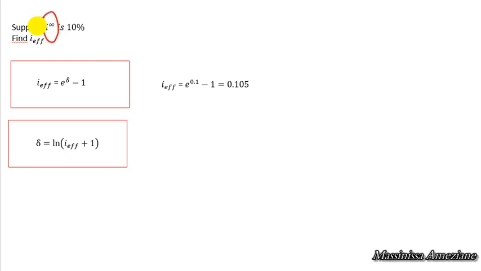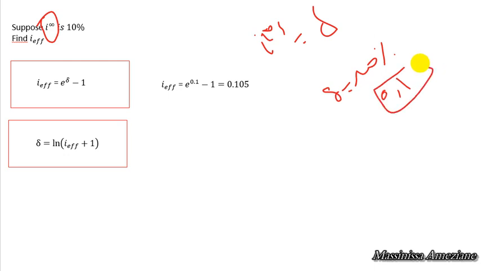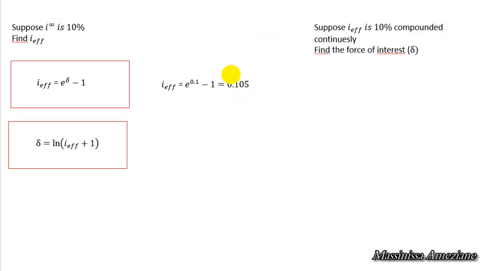Suppose you have lambda here. When you see this, it is the same thing as saying it is a nominal interest rate compounded continuously. If here lambda is 10% or 0.1, what is the effective interest rate? We apply our formula directly. So it is exp 0.1 minus 1, and we get 0.105, which is 10.5%.